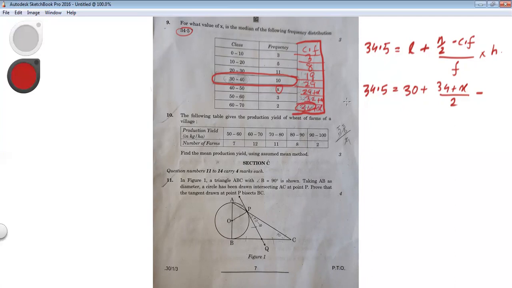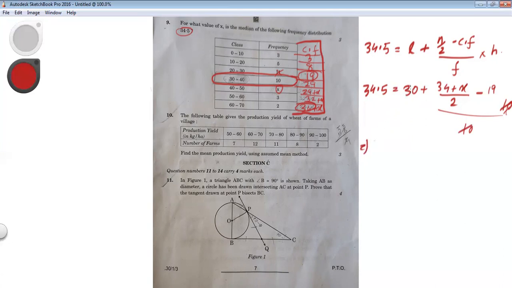34 plus x, right? So 34 plus x minus 2 minus the cumulative frequency of the preceding is not 11, okay? Don't make that mistake. It's 19. So minus 19 you need to do, divided by f, which is 10. Since h is also 10, the 10 gets cancelled. So what do you get?